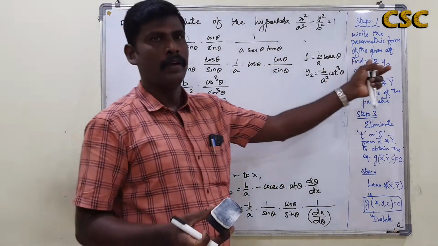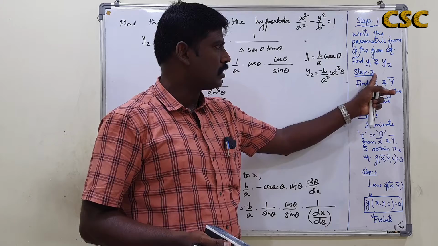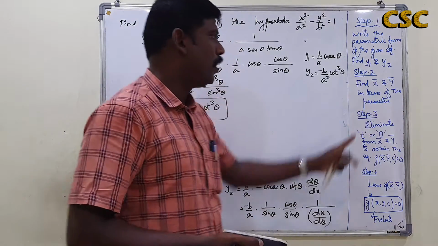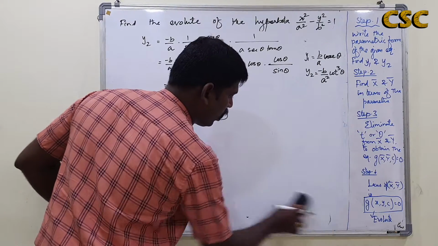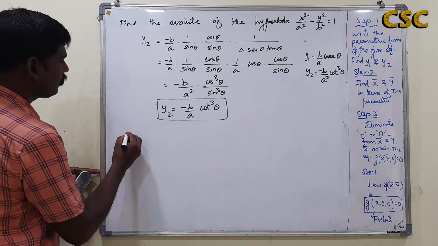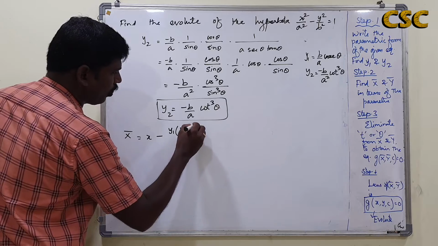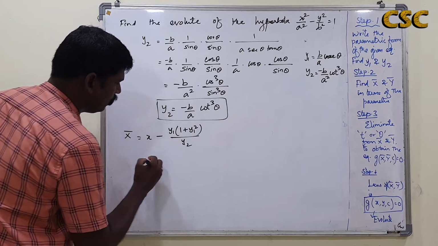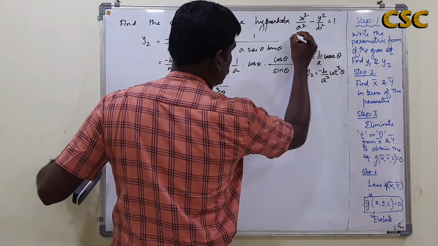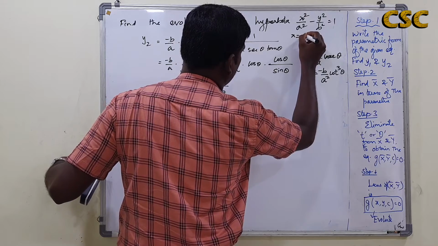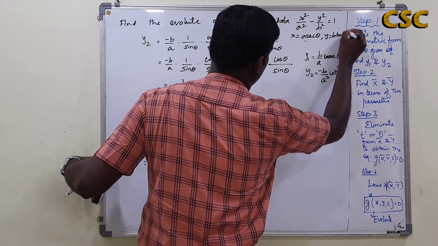So I finished the first step by finding y1 and y2. Now I am going to the second step, to find the value of x bar and y bar in terms of theta. Here the parameter is theta. So what is x bar? What is the formula for x bar? x minus y1 into 1 plus y1 square by y2. What is x? x is a secant theta, that is x. x equal to a secant theta and y is equal to b tan theta, isn't it?